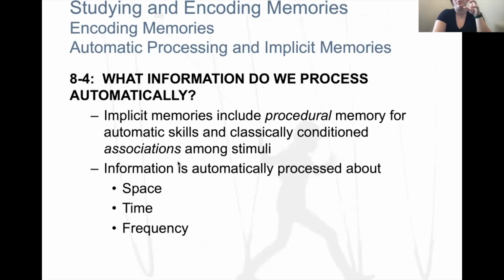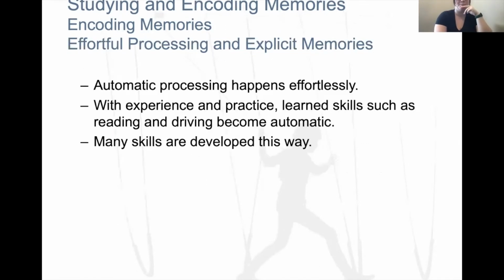So some information that's automatically processed is space, which is the physical space around you, time, and frequency. Automatic processing happens effortlessly. Again, we don't think about it. It's like the automatic nervous system is something you don't have to think about, like breathing. With experience and practice, learned skills like reading or driving become automatic and take no effort to do. So many skills are developed this way.